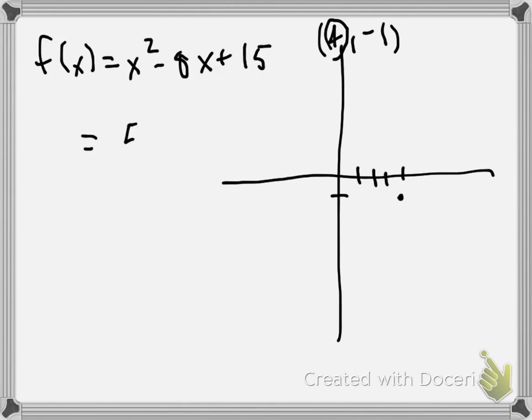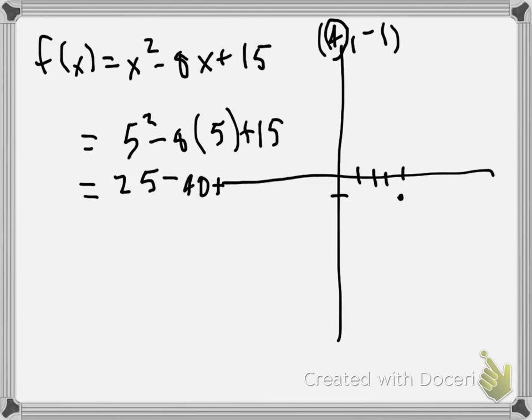So if I plug my 5 in, I get 25 minus 40 plus 15, that's 40 minus 40 is equal to 0. And so 5 and 0 will be a point on my graph. The nice thing about doing this in MyMathLab is that you're going to choose your parabola tool when you're on there. And with these 2 points, you have to give it the vertex first, and then a second point like this 5, 0, and it's going to shape the rest of the parabola around there.